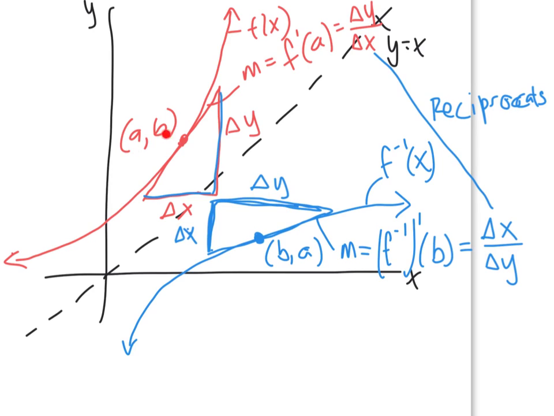The x and y values on my function are switched on my inverse. If I found the slope of this tangent line at this x value a, I get the change in y over the change in x. If I find the slope of my inverse function at b, now b is the x value here, that was the y value here, and then that is the reciprocal of this derivative, or this slope. It's the change in x over the change in y. We just switched the numerator and denominator.